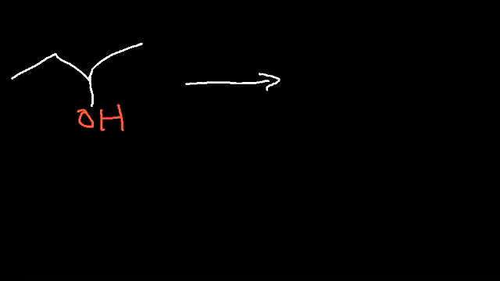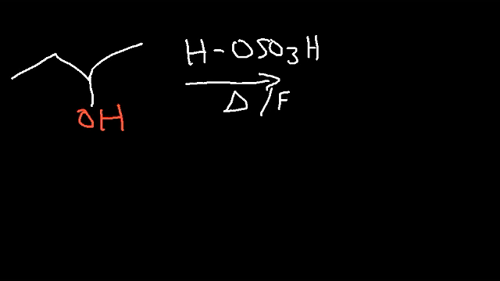So now we're going to go over the E1 acid-catalyzed dehydration reaction of alcohols. So we're going to use a strong acid, concentrated H2SO4. So there's a small amount of water that's in the solution. And we're going to add heat. Heat favors E1 reactions.